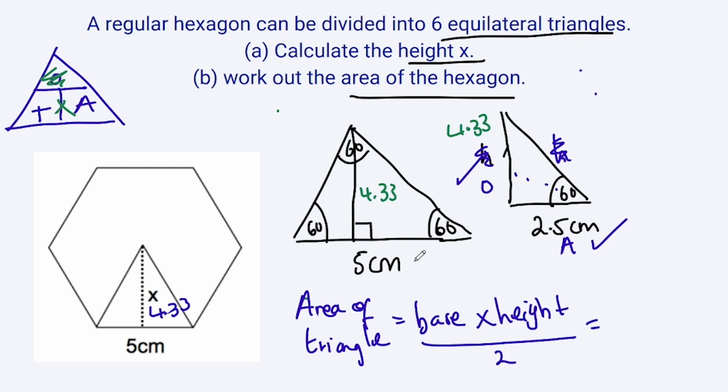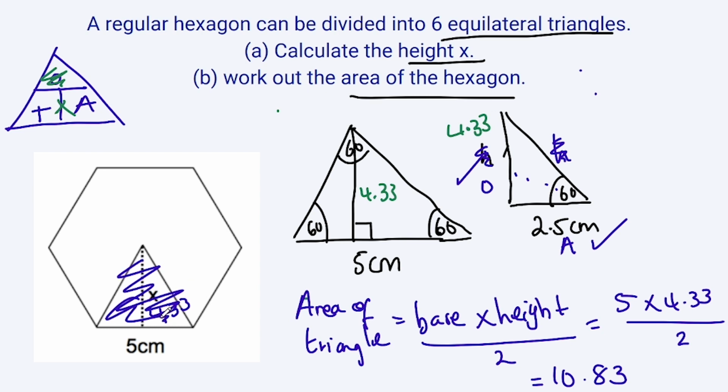So my base is 5 centimeters. So this triangle over here, 5 times 4.33 divided by 2. And if I place that in my calculator, I should get the answer of 10.83. Okay, that tells me one of the triangles. So this triangle over here is 10.83. Now, as it says in the question, this hexagon technically can be split into 6 different equilateral triangles.